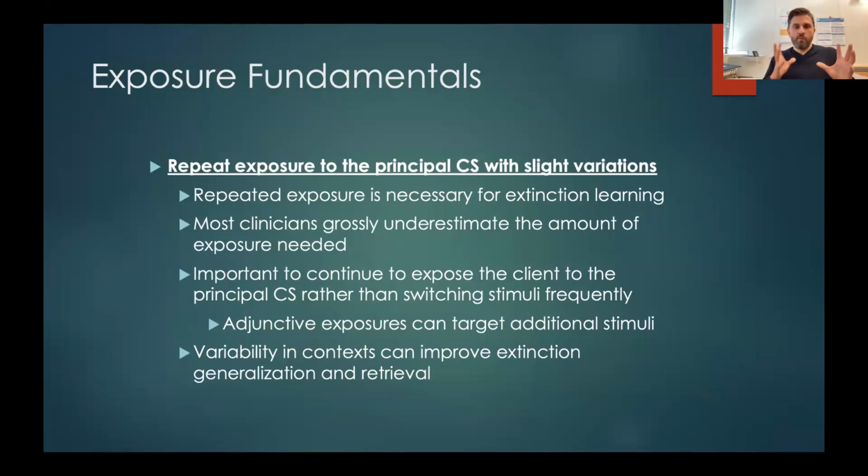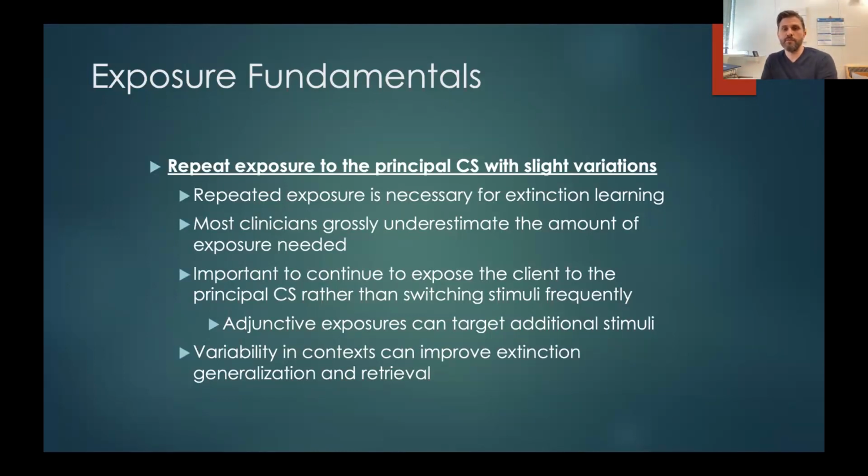And so we tell people when we train them to try and focus on the thing that's most predictive, do that as much as possible, in different contexts, with slight variations to help generalization, and then add some adjunctive exposures along the way, but really still focus on that thing that's the most predictive.